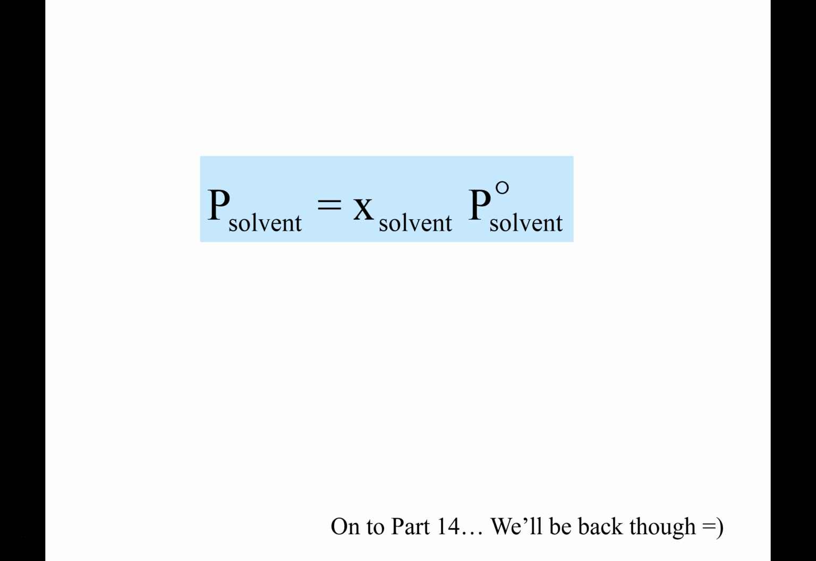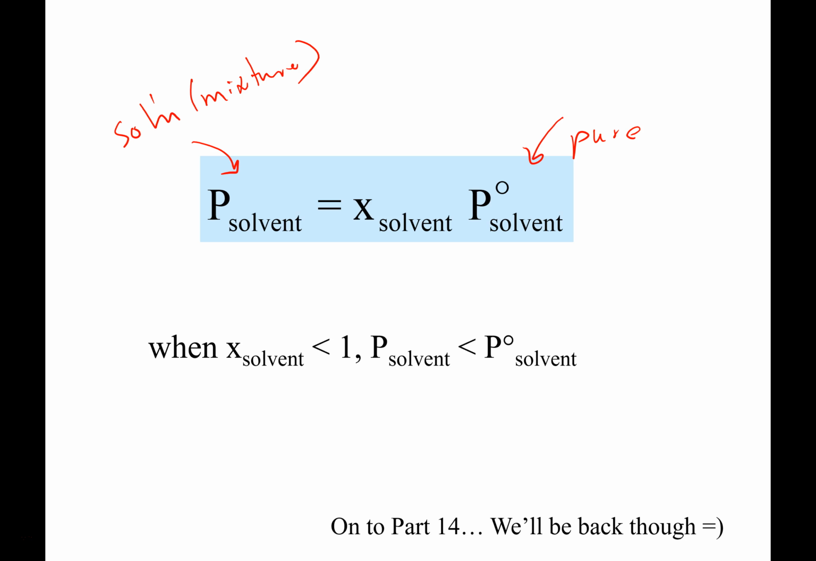Thus, the P naught is important. I made a big deal on it. This is your pure stuff. Okay, and this is your mixture or solution. Makes sense. Oh, here's my little note. Okay, so the mole fraction of your solvent is going to get less and less as you add solute to it. And then if that's the case, then your equilibrium vapor pressure of your solution will go down. And that's called Raoult's law.